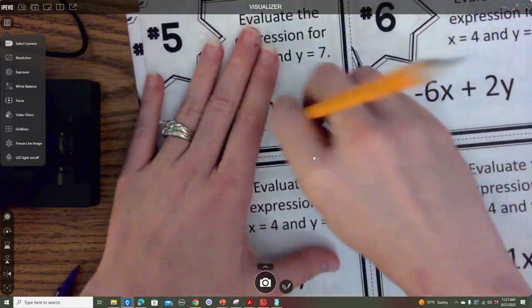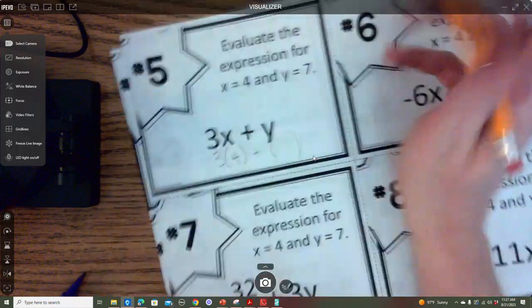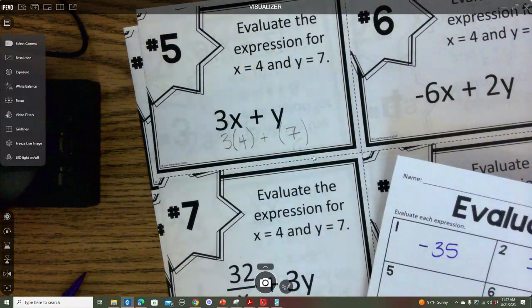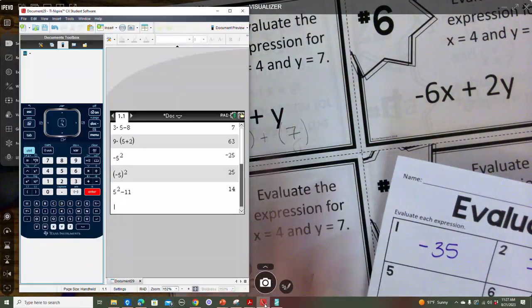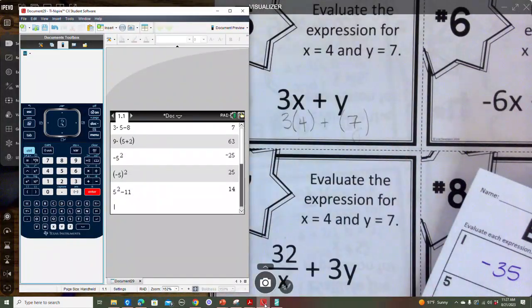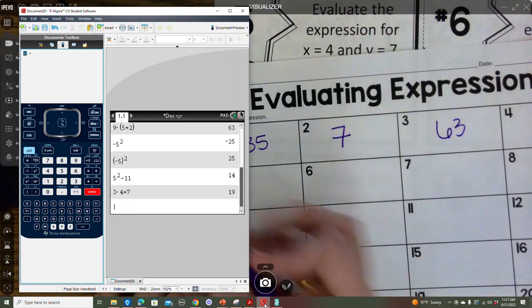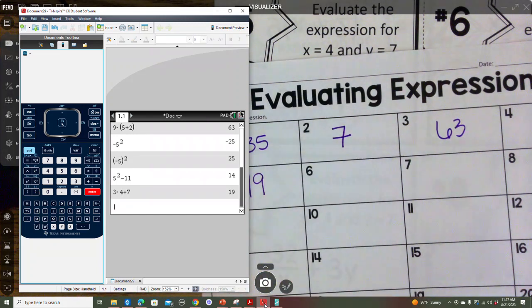Y is 7. So again, make sure you're getting the right pieces in the right places. We type it in the calculator. Go. 3 times 4 plus 7. And I get a 19. Okay? So same rules, just have to kind of repeat the same rule.